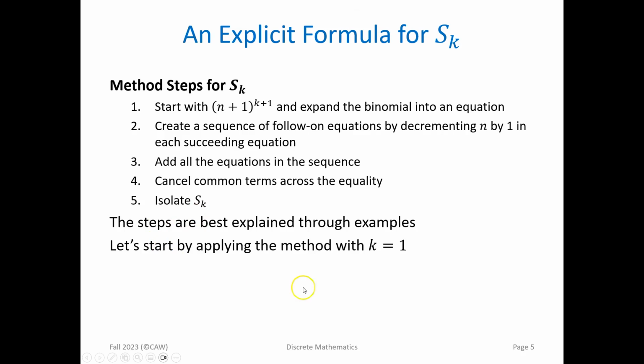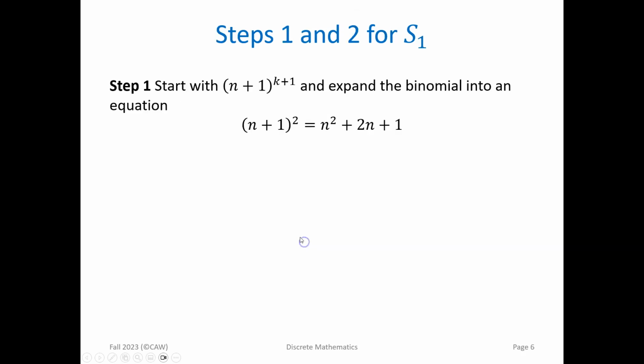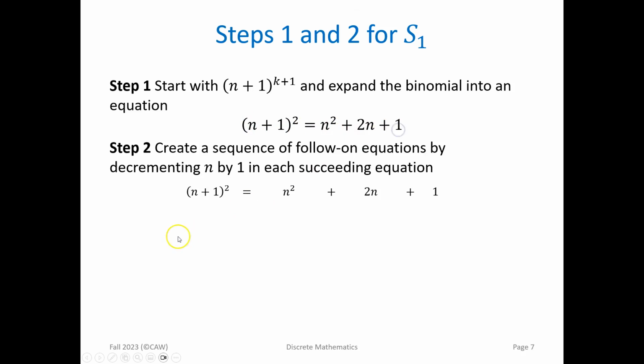Let's start by applying the method with k equal 1. So step 1, we need (n+1)^(k+1). Well, k is 1, so we're going to get (n+1)^2, or (n+1) squared. And that's very easy to expand. It's equal to n squared plus 2n plus 1.